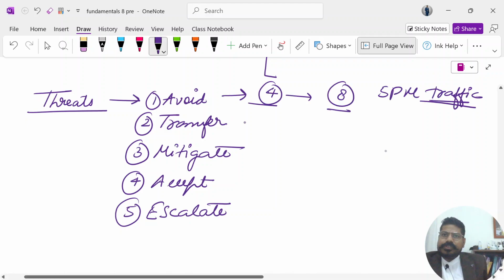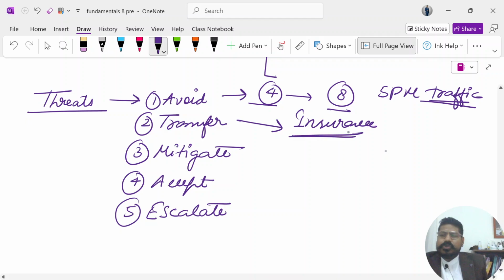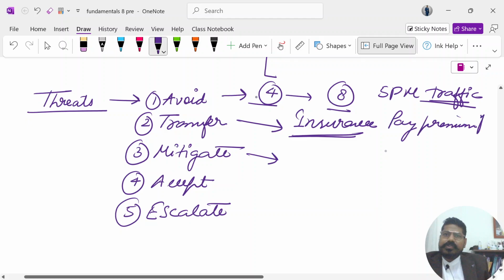This is avoid. Transfer. The basic example of transfer is insurance. You take some insurance, you pay a premium, and the whole thing is now taken care of by the insurance company. Mitigate is to lower it down. Let's say it's the same example of 5 p.m. traffic. You cannot leave late, you cannot leave early. So you somehow tried to leave at around 4:30, so that when you cover half of the distance, the traffic is comparatively less as compared to the peak 5 p.m.